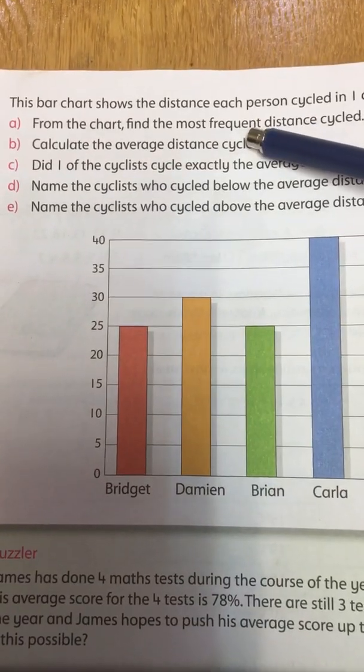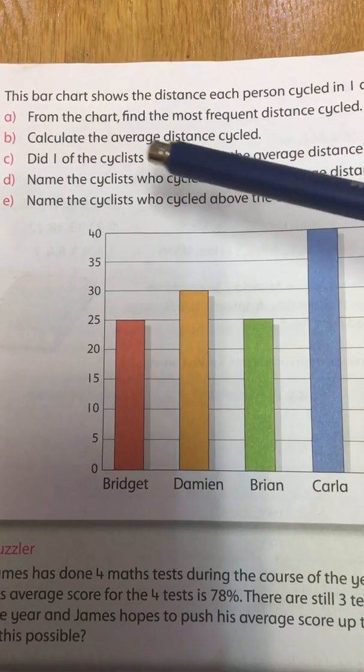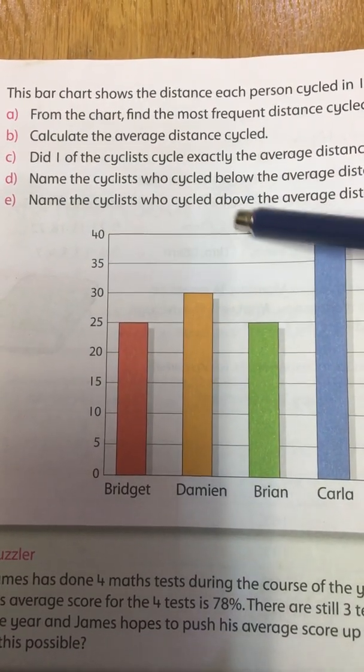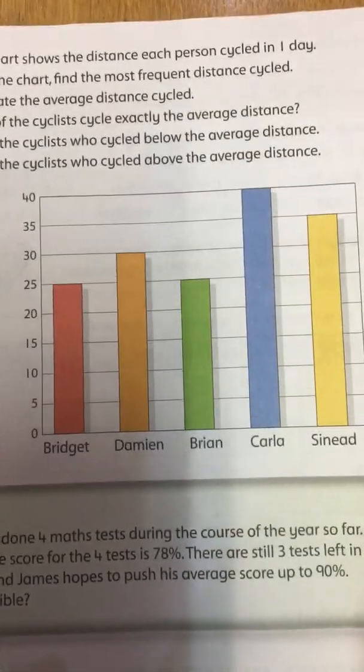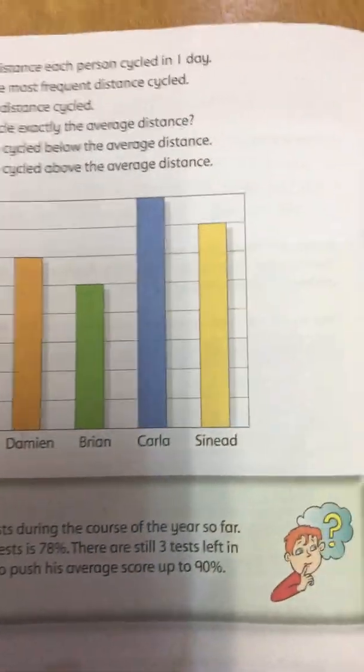So again, you'll be coming back up to see what your average was here in B, and you'll see who cycled below it. And then on E, it's name the cyclist who cycled above the average distance. So you'll be naming them, so either Brian, Carol, Sinead, Damien or Bridget.